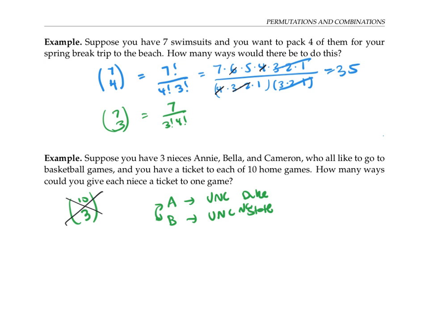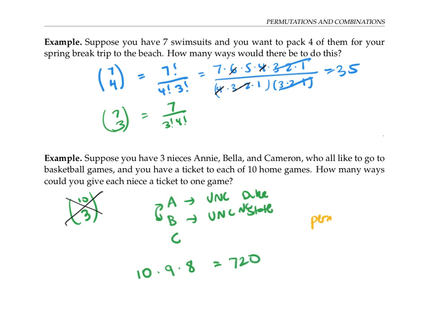So it matters which game is being assigned to A and which game is being assigned to B, and which game is being assigned to C, of course. Since the order does matter, this is a permutation. There are 10 possible tickets I could give to A, and once I've decided what to give to A, there's 9 tickets left for B and 8 tickets left for C. So the number of ways of doing this would be 10 times 9 times 8, which is 720 ways.